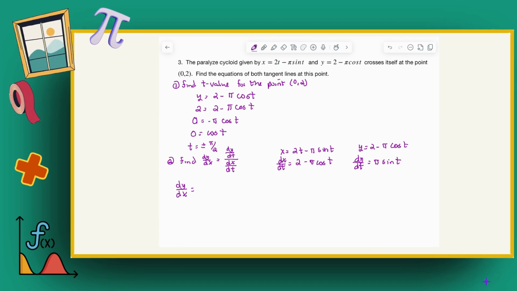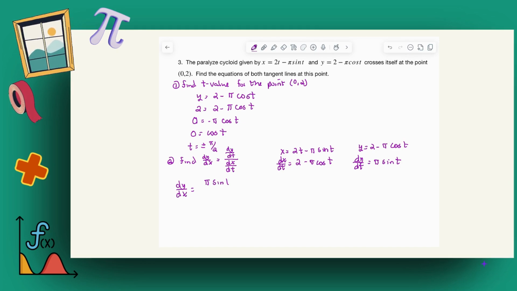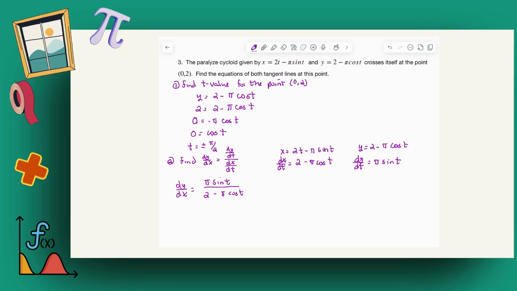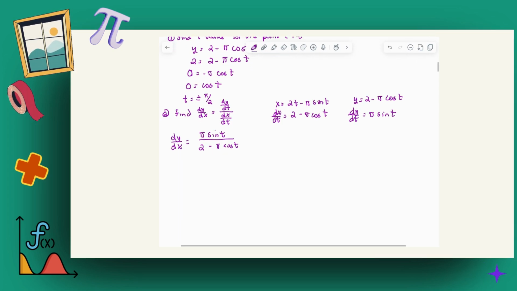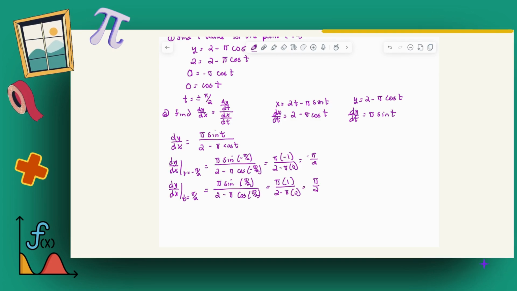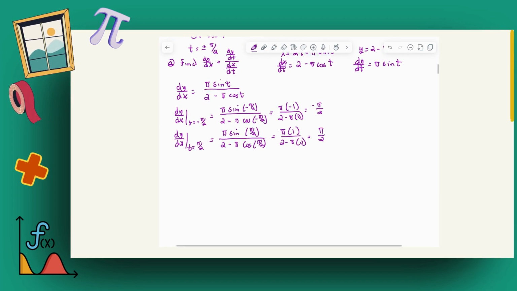We have the derivative of y with respect to x is equal to pi sine t divided by 2 minus pi cosine t. Now, next thing I'm going to do is evaluate this derivative at t equal to negative pi over 2 and at t equal to pi over 2. I'm just going to throw it up here, and so you might want to pause the video and make sure that you can get this information and follow the steps I just did.